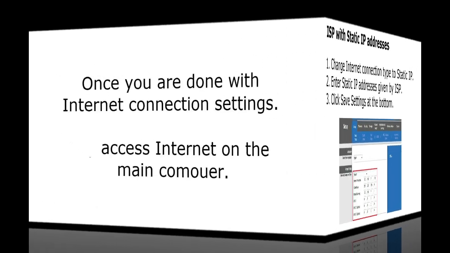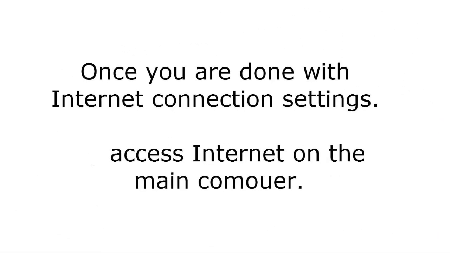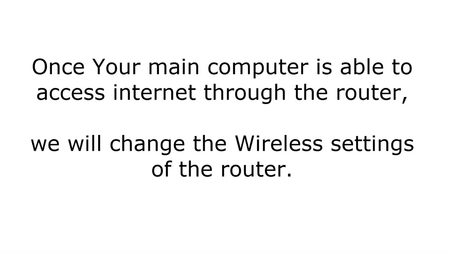Now you are done with the internet connection settings, and you can now try to access the internet on your main computer. Your main computer should be able to go online. You should be able to access the internet on the main computer. So we are done with the internet connection settings. Now we will go through the wireless settings. We will change the wireless network settings of the router. We will create a new network and we will secure the wireless network.